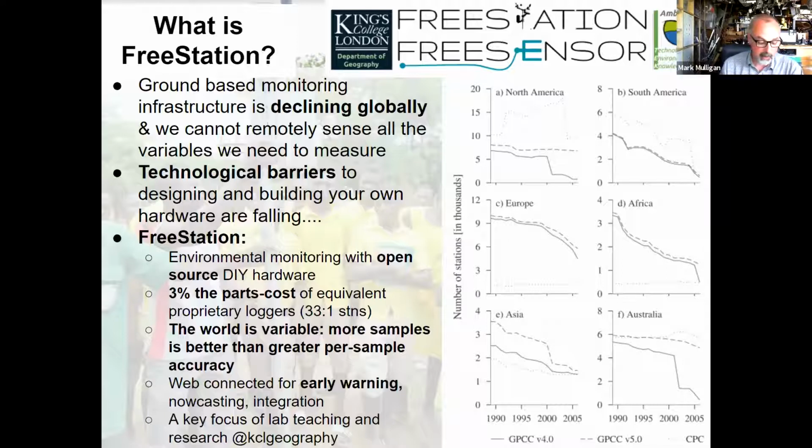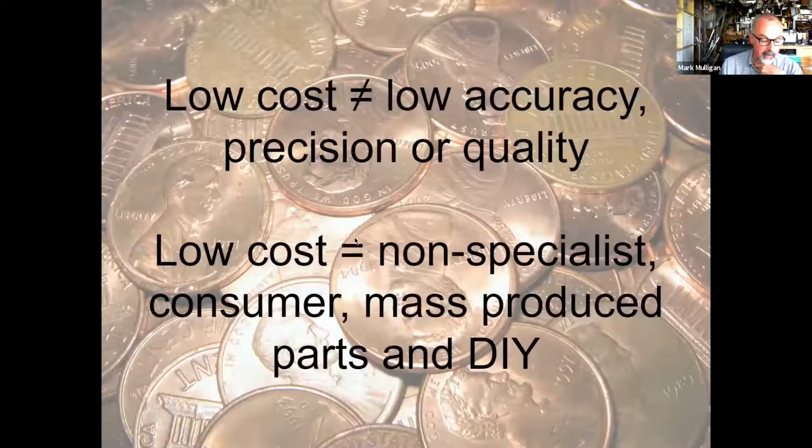And our designs are very much built so that they can be built by geographers. You don't need to be an electronic engineer. We're all geographers. And many of them are web connected for easy access to the data, as you'll see later. This is a key focus of our undergraduate teaching and research at KCL Geography. Low cost doesn't have to mean low accuracy, low precision, or poor quality. Low cost is often largely because we're using non-specialist, consumer, mass-produced parts, and we're putting them together ourselves. And the fact that they're consumer parts means that the prices are much lower than custom-built parts.